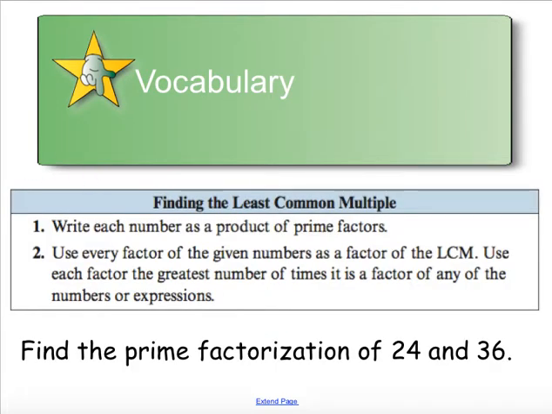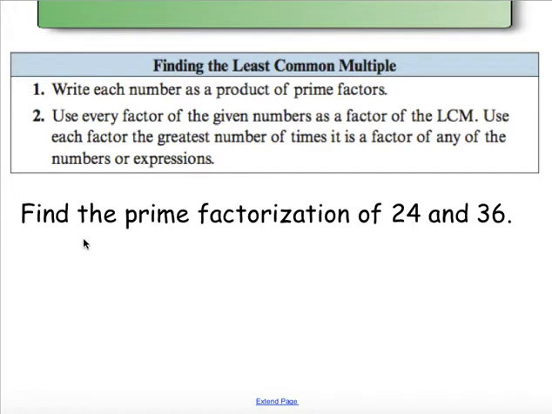So first of all, one way that we can find the least common multiple is writing each of the numbers as a product of prime factors, then use every factor of the given numbers as a factor of the least common multiple. Use each factor the greatest number of times it is a factor of any of the numbers or expressions, and I'll show you exactly what this means. So we're going to try it out on 24 and 36.